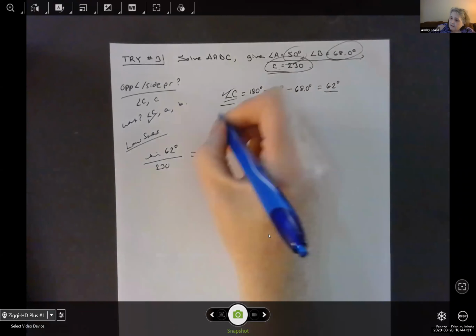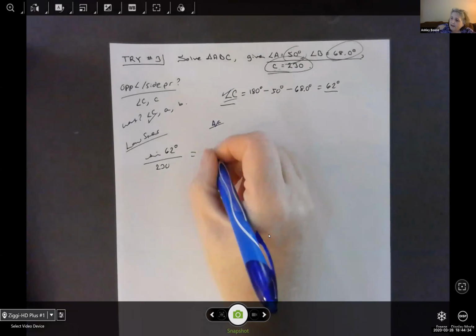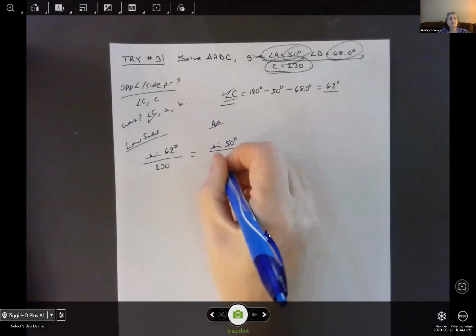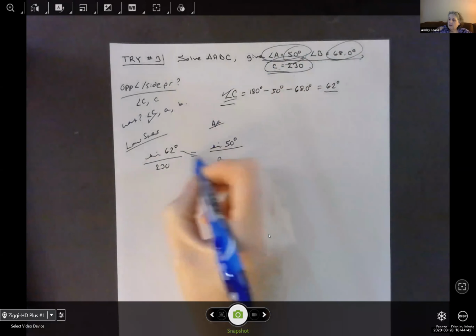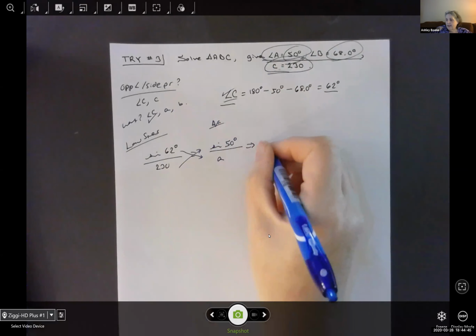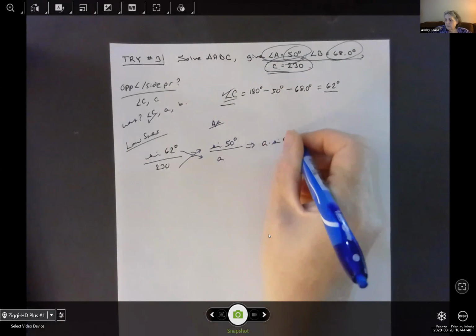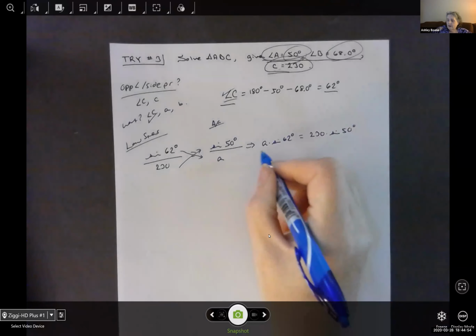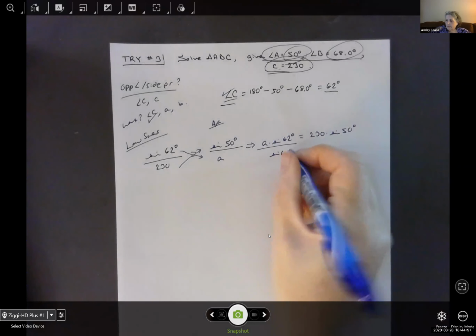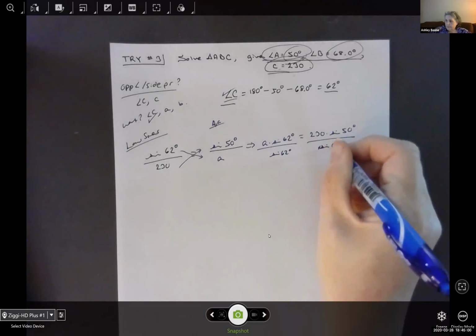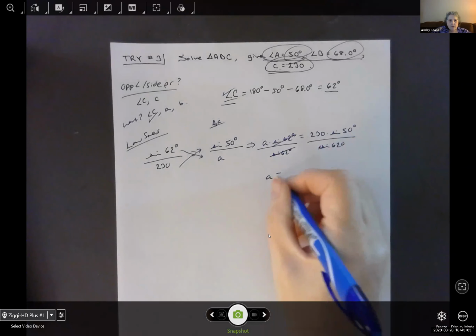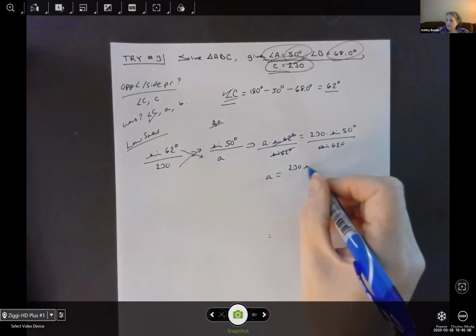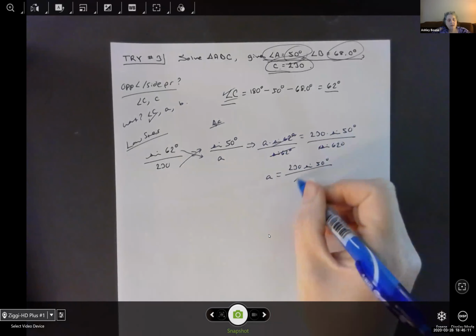I'll go ahead and think about my A's for a minute. So the sine of angle A, which is 50 degrees, is to side A. So we'll cross multiply. That means you have A times the sine of 62 degrees is equal to 230 times the sine of 50 degrees. Get A by itself by dividing by sine of 62 degrees. So A is equal to 230 times the sine of 50 degrees over the sine of 62 degrees.